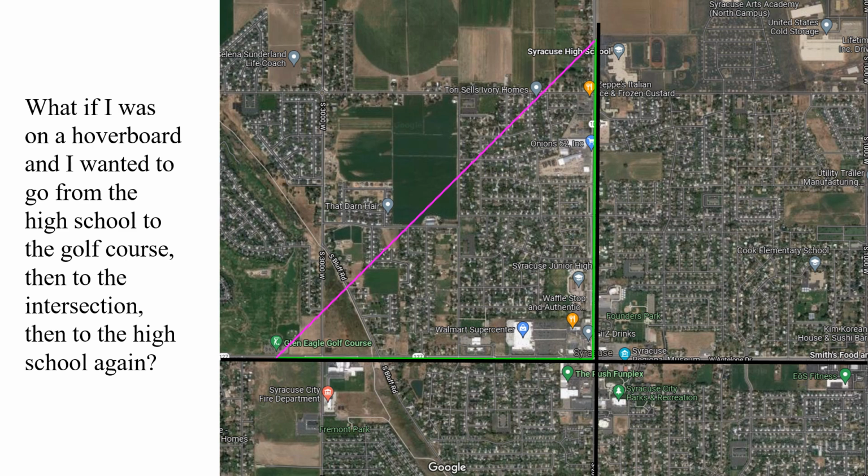If I had a hoverboard, okay, and I wanted to go straight from the golf course to the high school or follow that purple line, how long would it be? So go ahead, pause the video, take a moment, and try and figure out how long that would be. Okay, after you've thought about it for a second, so remember, we got 1.2 miles here and 1.2 miles here. Well, this is a right angle, okay? And last year we were introduced to Pythagorean's theorem, okay?